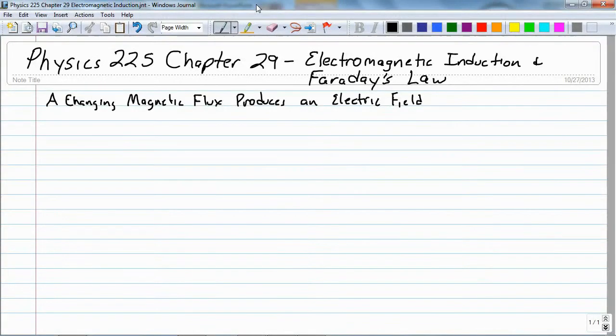One of the interesting connections that we can now make is the connection between the magnetic flux and the electric field. So we know that an electric current produces a magnetic field.